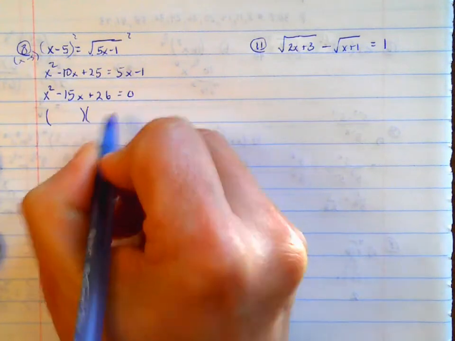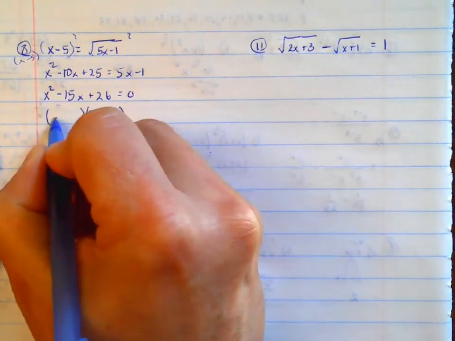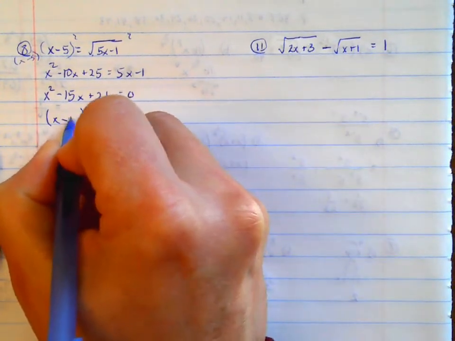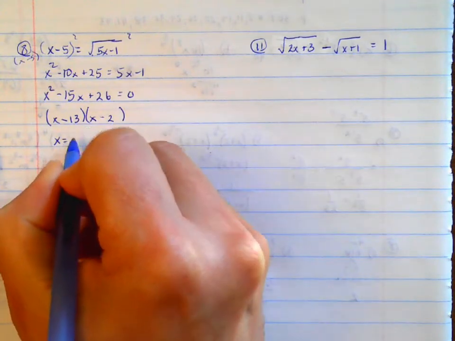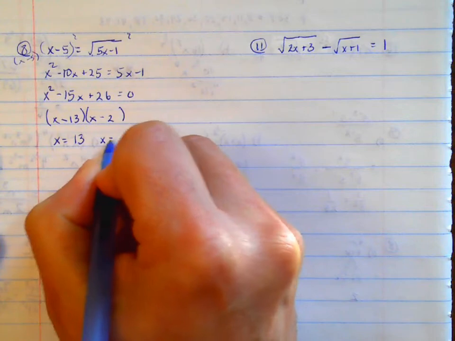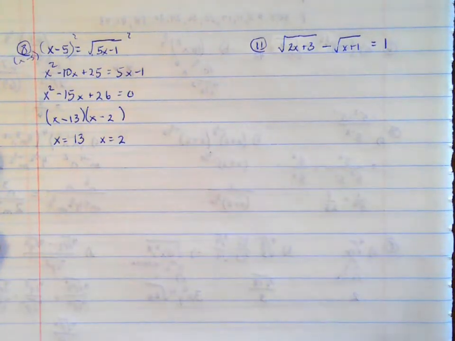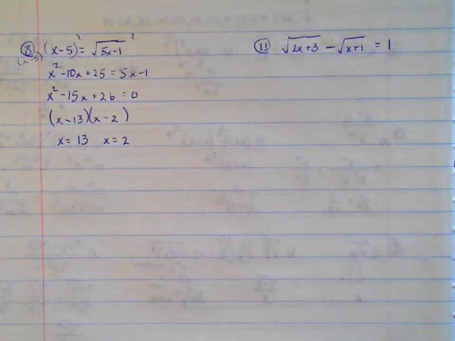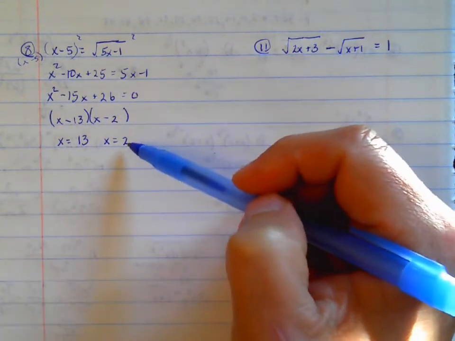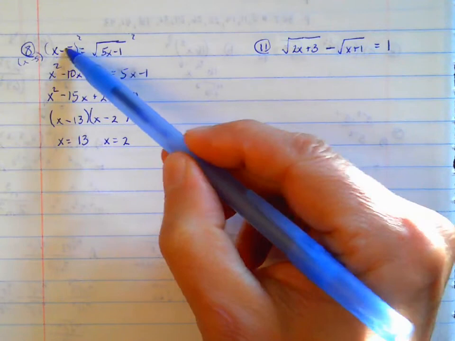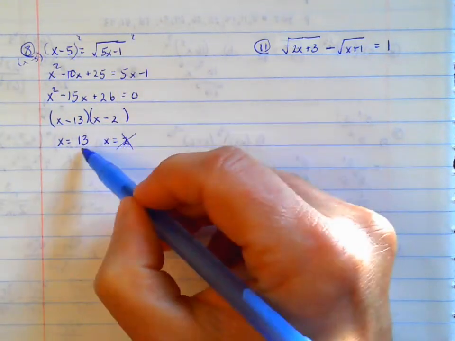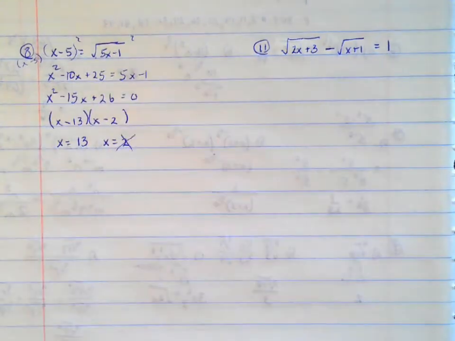This one you can factor. If you can't factor, use the quadratic formula. It'd be negative 13 and negative 2. So I get x equals 13 and x equals 2. Okay, then we have to make sure they work. Let's just say I plug the 2 in. 2 minus 5 is negative 3. I cannot have a square root equal negative 3, so I know that doesn't work. The 13, if you plug it in, will work.